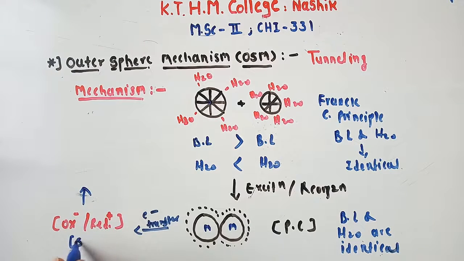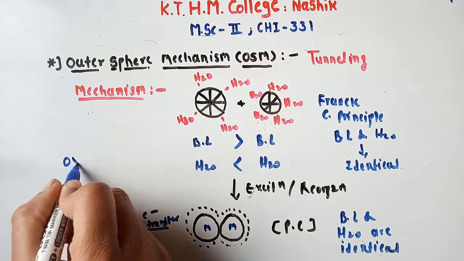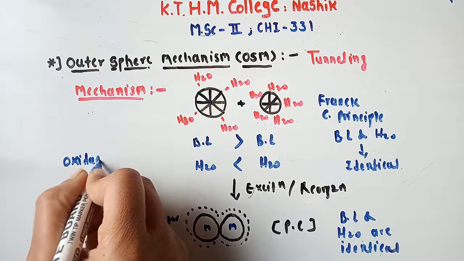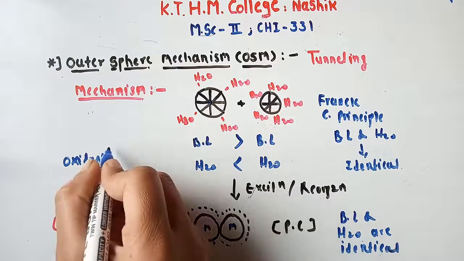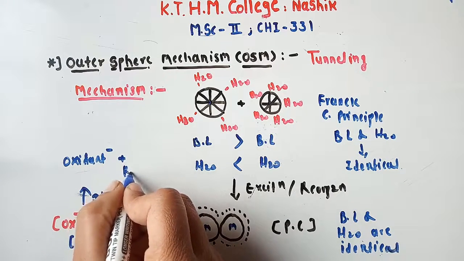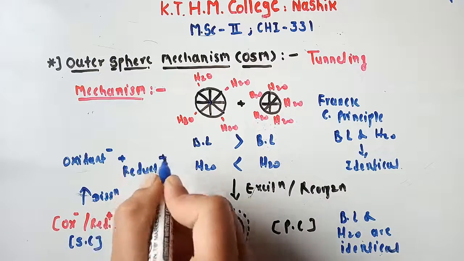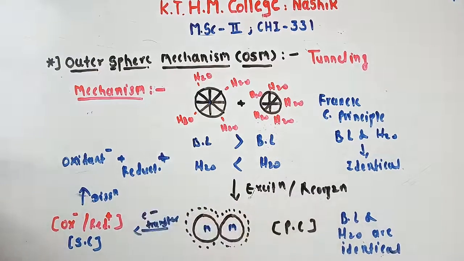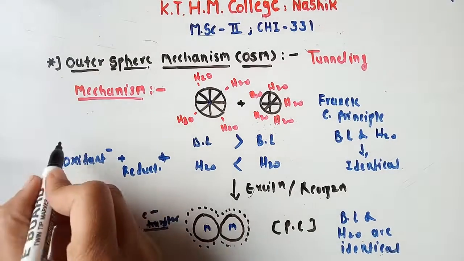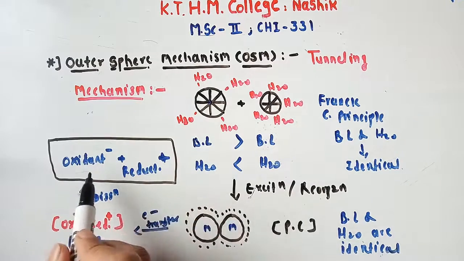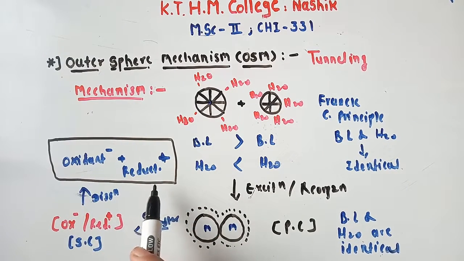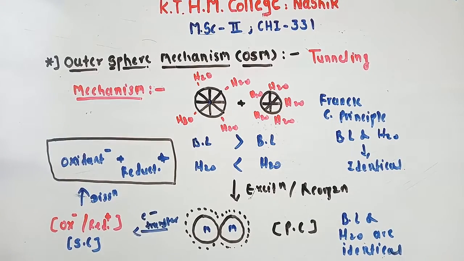Here is the formation of the successor complex. This is your precursor complex, then there is formation of the successor complex. Now there is dissociation, giving the oxidant with negative charge and the reductant with positive charge. This is nothing but your product formation, in which the oxidant carries a negative charge while the reductant carries a positive charge. This is the exact mechanism.